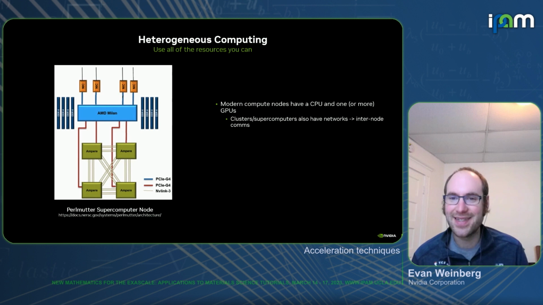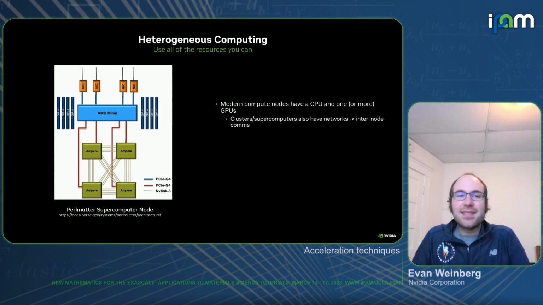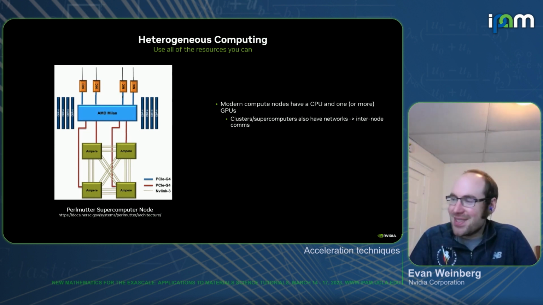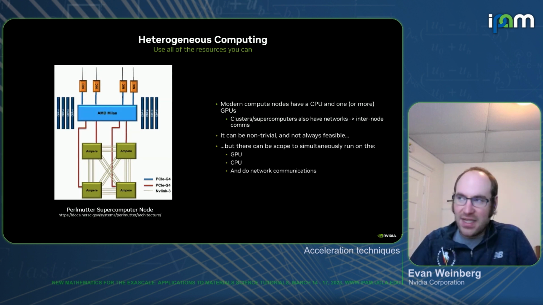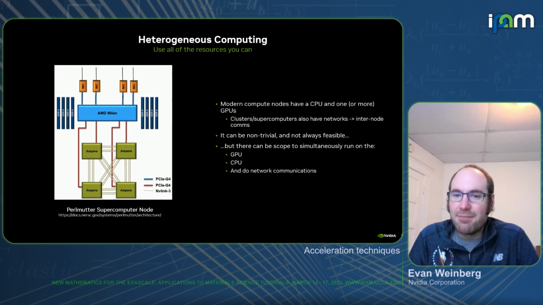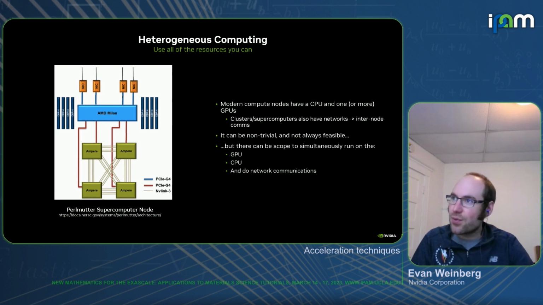A modern compute node, again, a Perlmutter node. So that's a nice little sketch on the left. It has a CPU. It has 4 GPUs. It's connected to an ultra powerful, ultra fast network. There's lots of work to do. It can be non-trivial, not always feasible, but there's scope to simultaneously run on the GPU, on the CPU, and also do communications on the network.